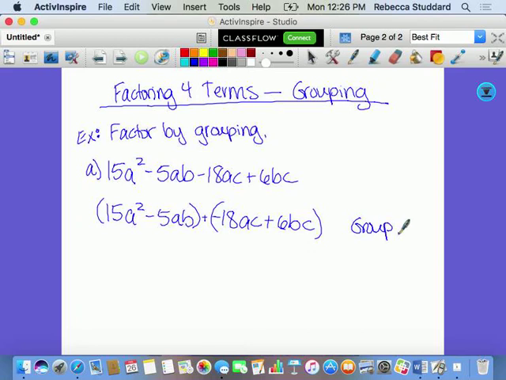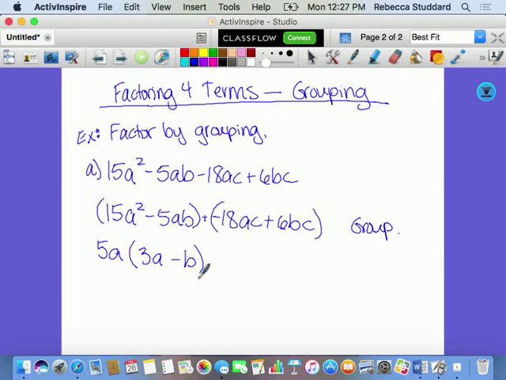The next thing you do is take out the GCF of each group. What's the GCF of this group? 5A. Okay, your GCF would be 5A. And when you take out 5A, you're left with 3A minus B.